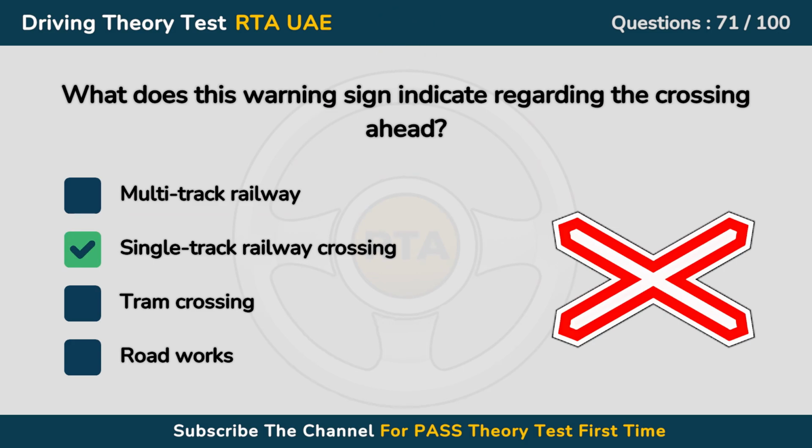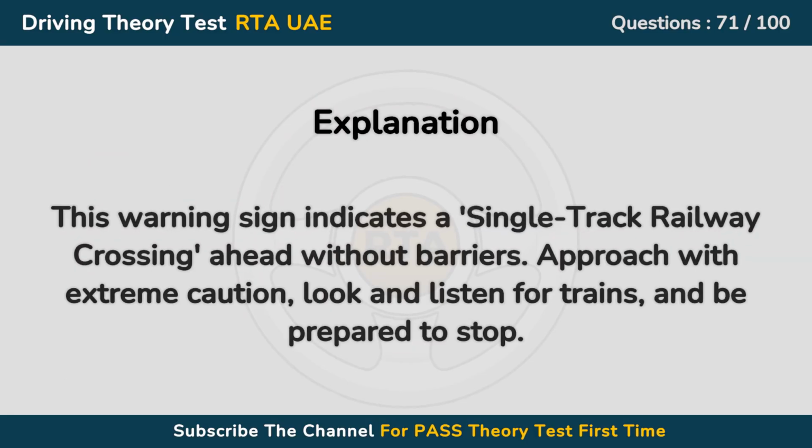Answer is B, railway crossing. This warning sign indicates a railway crossing ahead without barriers. Approach with extreme caution, look and listen for trains, and be prepared to stop.